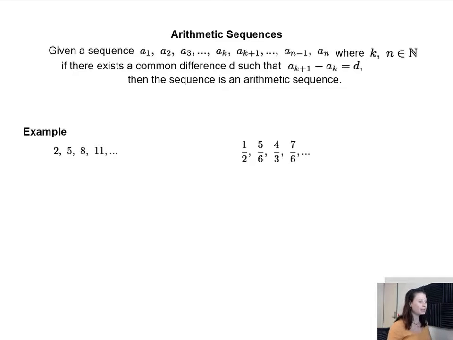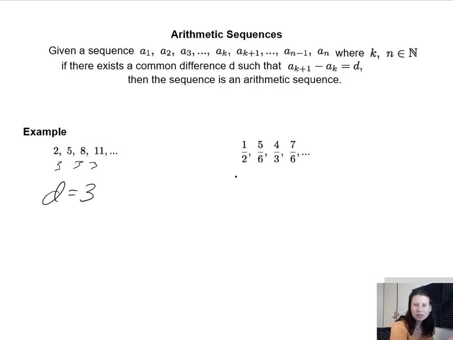So let's look at some examples here. Notice that between 2 and 5, that's a difference of 3. 5 and 8, that's a difference of 3. 8 and 11, difference of 3. So the common difference here would be 3.